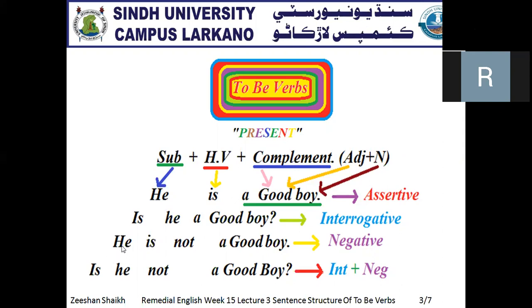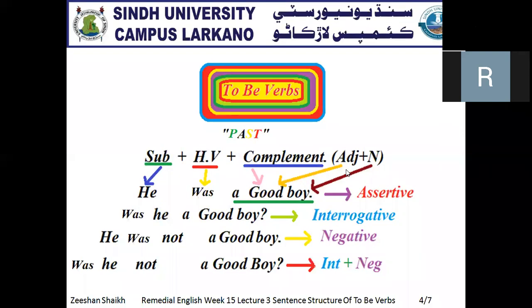Clear? And the third one, he is not a good boy, so it becomes what? It becomes the negative. Whenever this word not comes after the helping verb, this becomes a negative sentence. He is not a good boy. And after that, is he not a good boy? Now what is this? This becomes the interrogative plus negative sentence. Clear? Now these are the to be verbs of present. I hope that your concept is clear. Now just come towards the second one.